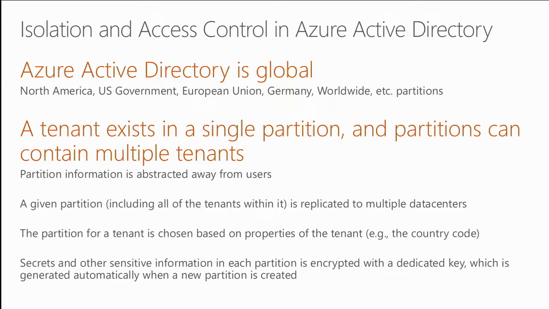You'll never, for example, see a tenant in North America and Germany, as an example. Partitions are replicated to multiple data centers within that geo, the geo being, again, North America or Europe or APAC or one of the other regions we have. And the partition that you go into is chosen when the administrator signs up for Office 365 and enters the country that you are coming from. So whoever chooses that chooses the country. That leads to the country code, which determines what partition your tenant is going to be in. And there are secrets and other things that are unique to each partition that never cross partitions as well.